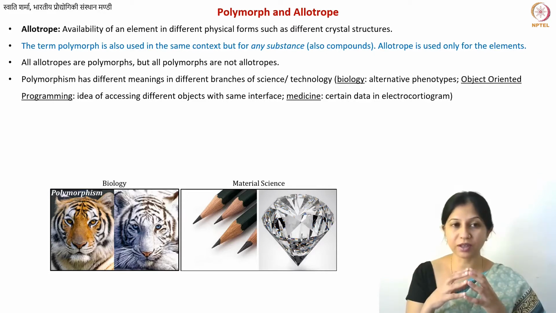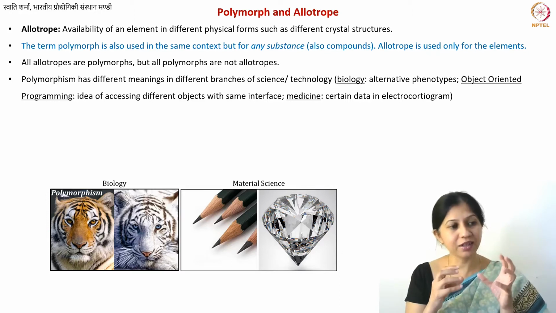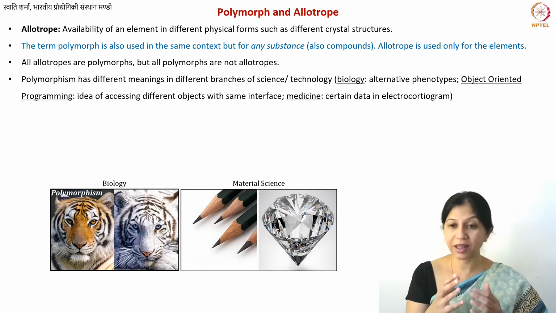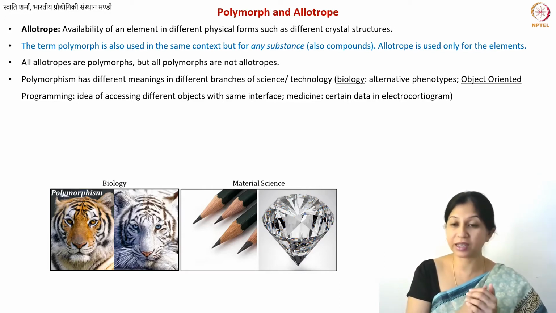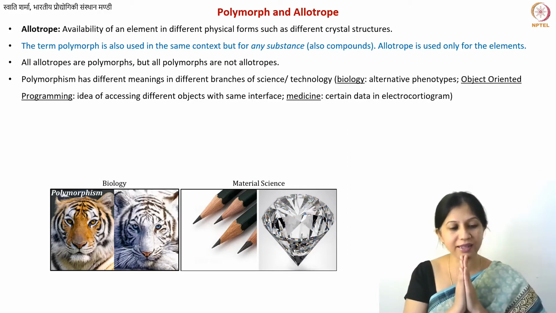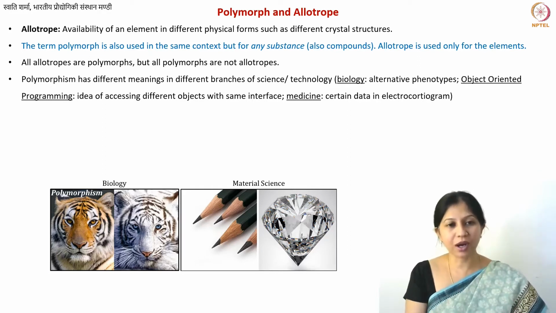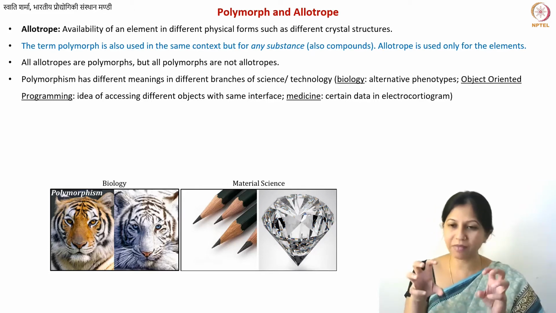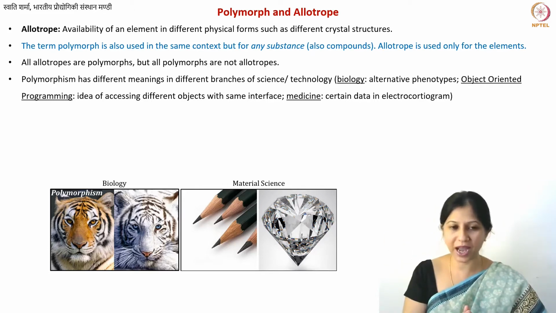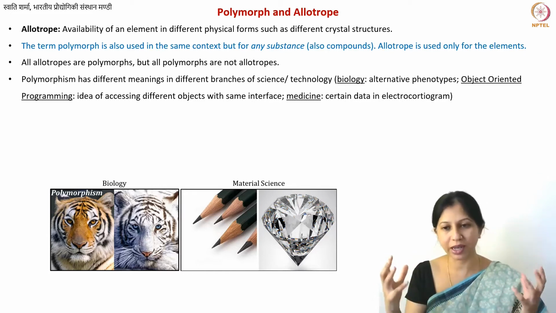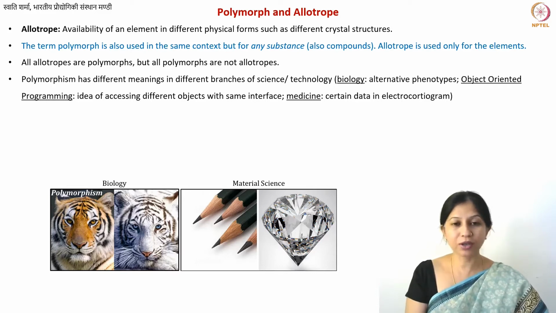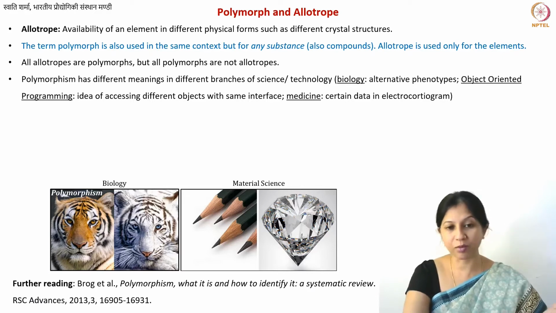Similarly, in object-oriented programming, the idea of accessing different objects but with the same interface is known as polymorphism. In medicine, you have a certain type of data in ECG which is known as a polymorph. In all cases, however, we are somehow trying to indicate that it's the same thing but the physical forms are different. The idea of being same but different is indicated by the term polymorph. But in this particular course anyway, we are going to use the term allotrope. If you are more interested in learning about the difference between polymorph and allotrope, and how these terms are used interchangeably, there is a review article that you can read.